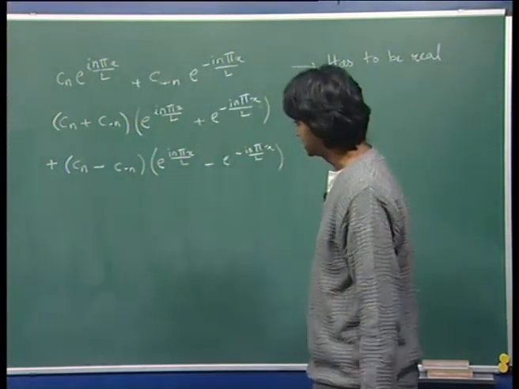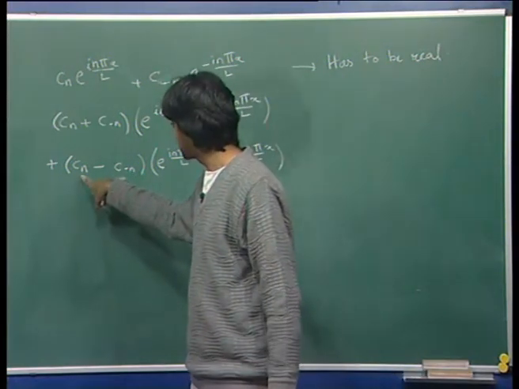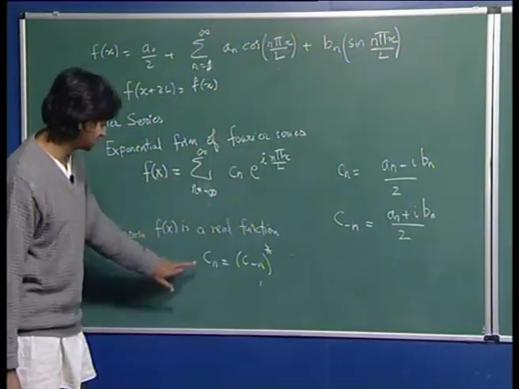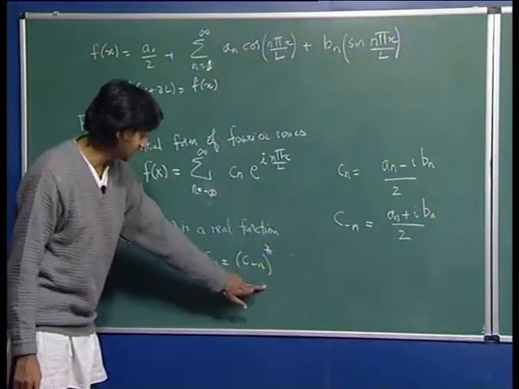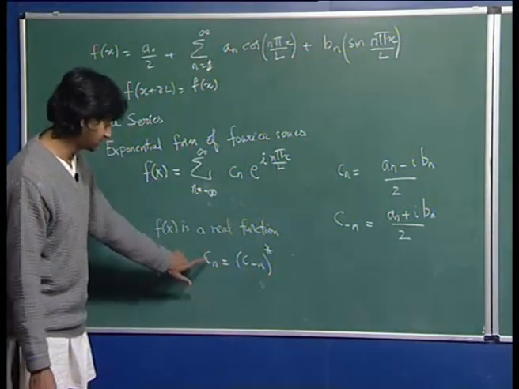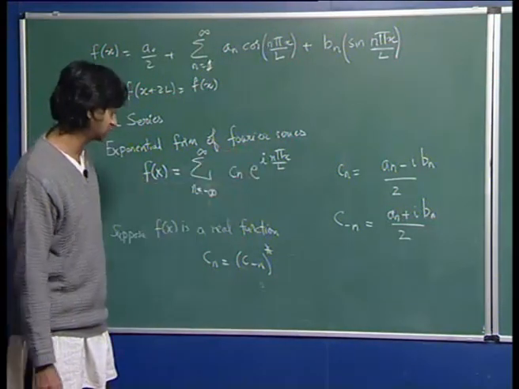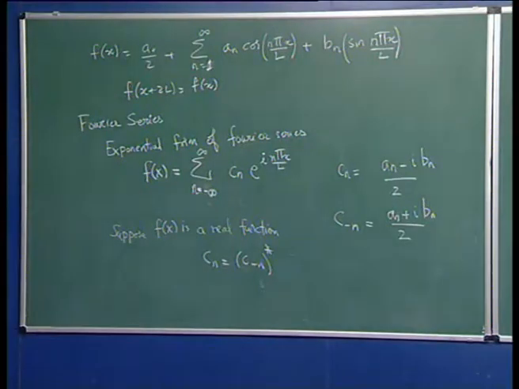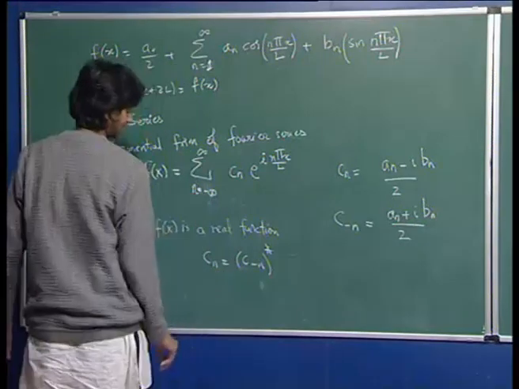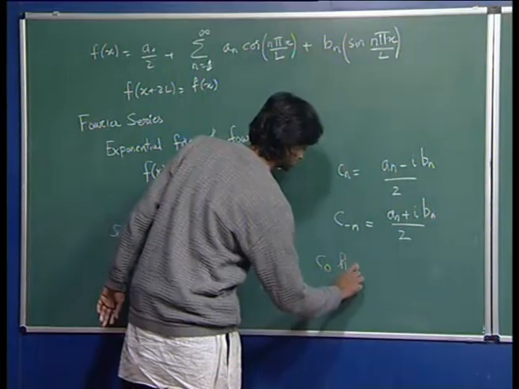And one way to get that is if the imaginary parts of C cancel. So, what we will say is that if f of x is a real function, then C_n, it turns out, will have to be equal to C minus n star. And you can see this fairly easily, because each of the terms here has to be a real number, and this has to be true for all n. And C_0, in addition, has to be real.